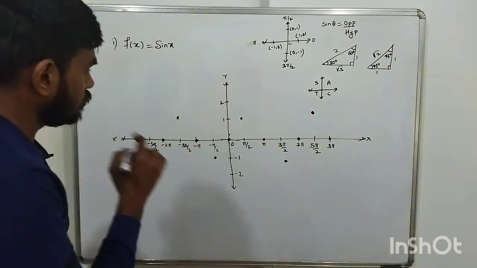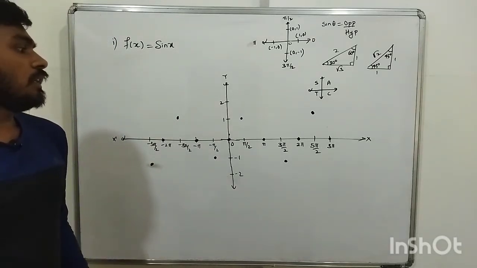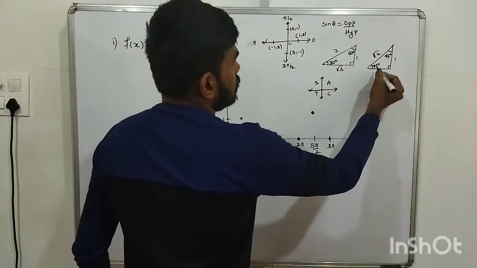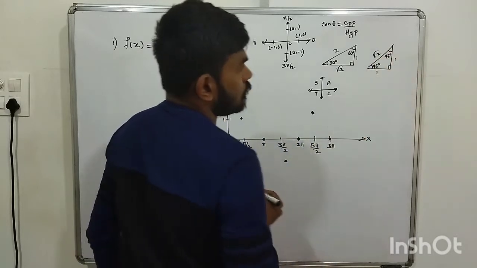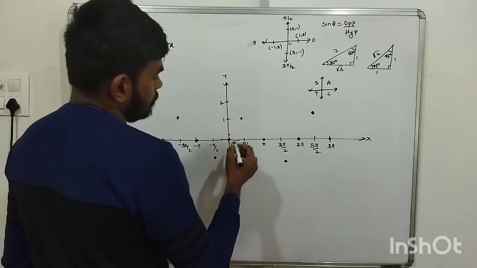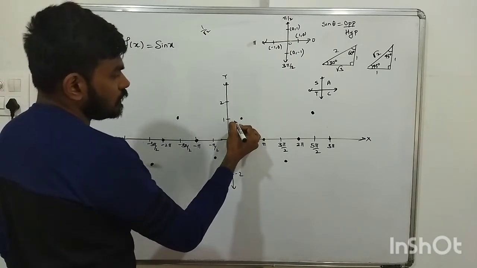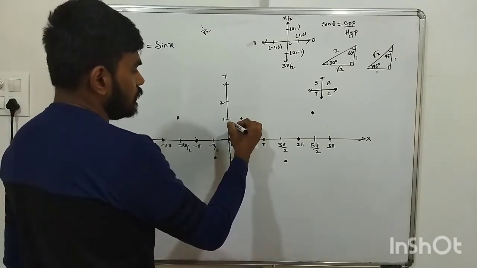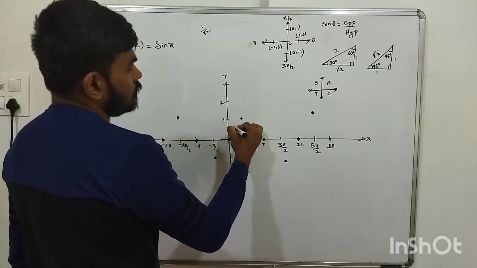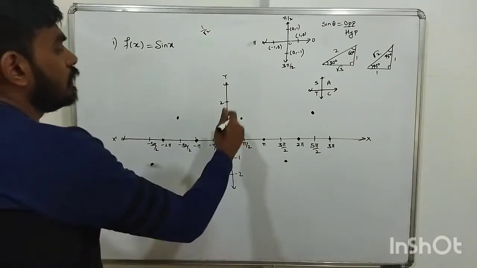Now in the middle, let's see. For sine pi by 4, what is the answer? Sine of 45 degree is opposite upon hypotenuse. Opposite is 1, hypotenuse is root 2. So 1 upon root 2, correct? 1 upon root 2 is actually less than 1. So down somewhere it will be there. Understood? Somewhere in the middle here, for pi by 4 it will be down.